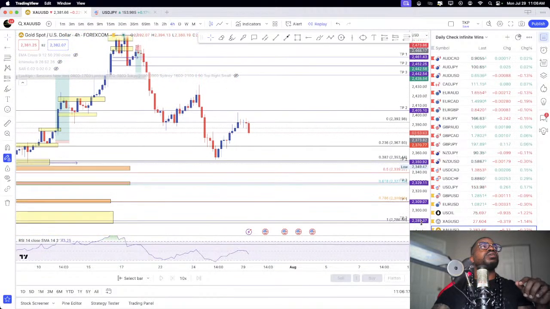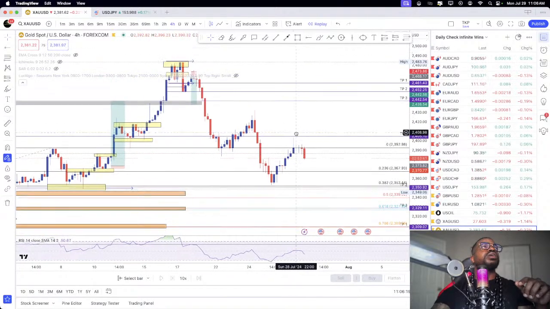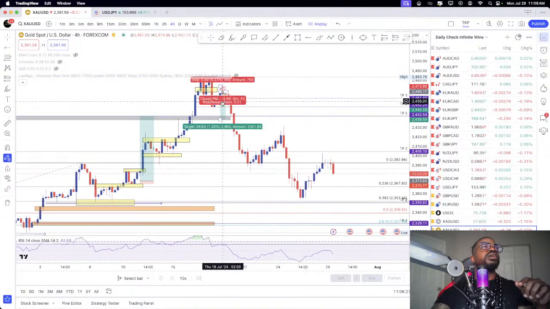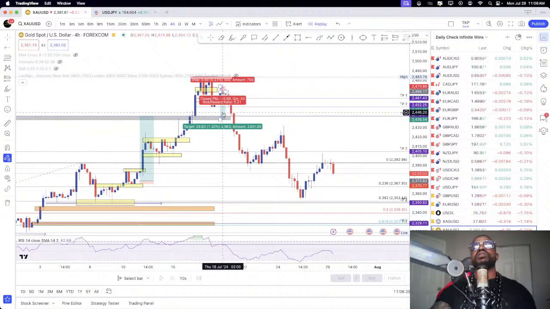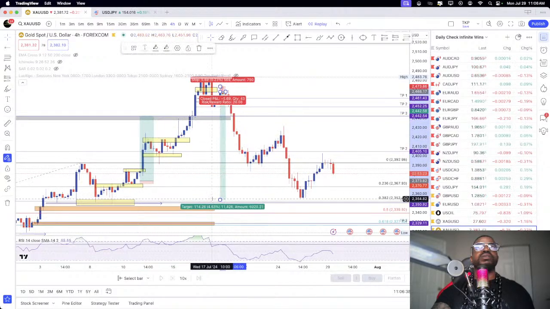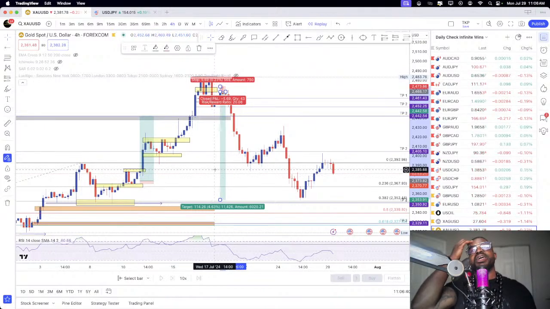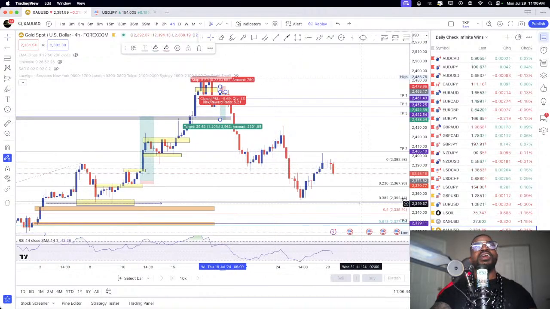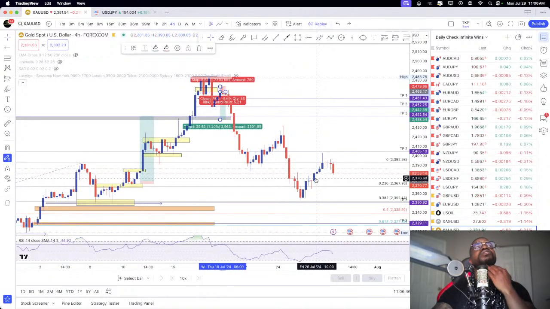God damn, gold. Oh man, look at that. We didn't take enough. So we had the perfect entry on this gold setup, but we exited early. This thing ended up dropping. Wow. But man, it's okay. That US 30 win was a big distraction.